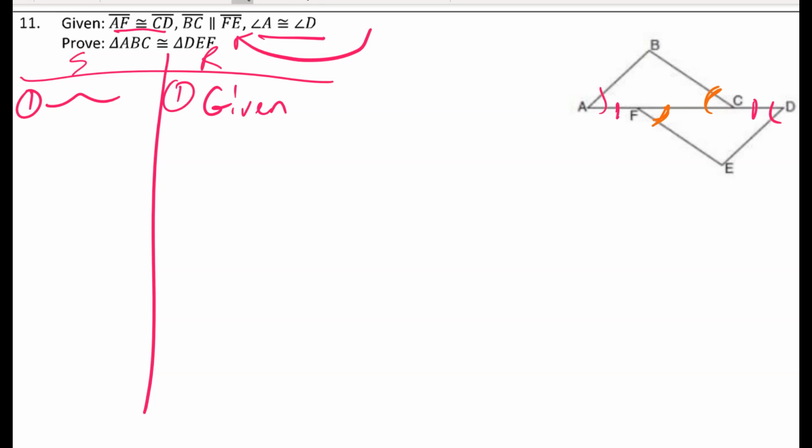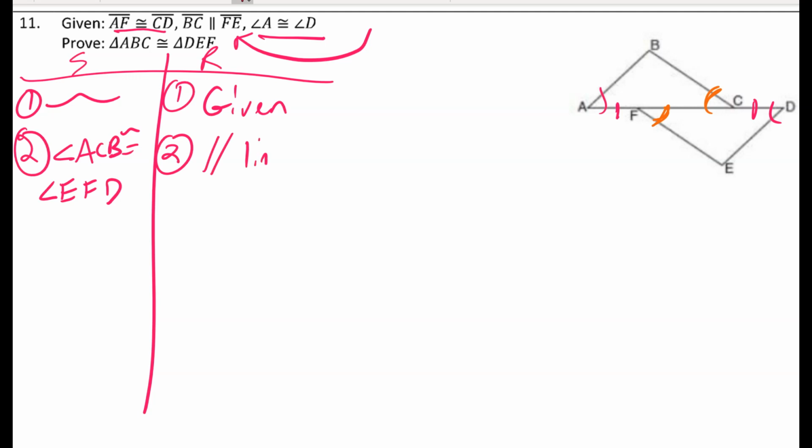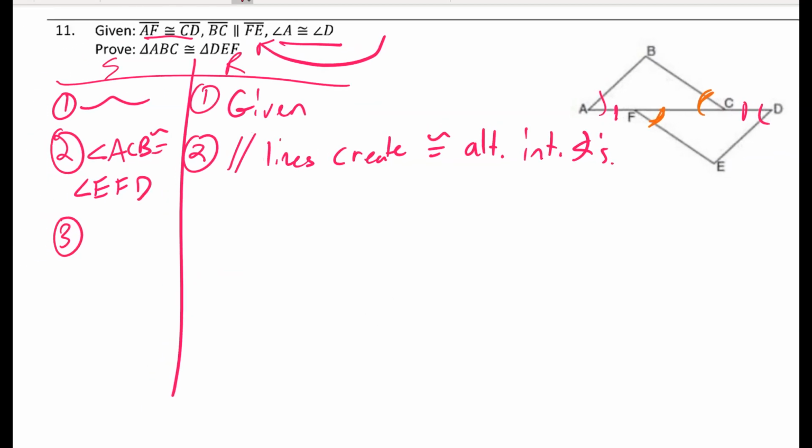So what I'm going to say for number 2 is that angle ACB is congruent to angle EFD, because parallel lines create congruent alternate interior angles. Again, you should write that out. I'm just abbreviating here. For number 3, though, we need to think about what else we can get going. We've got an angle, we've got another angle, but we don't quite have a side yet.